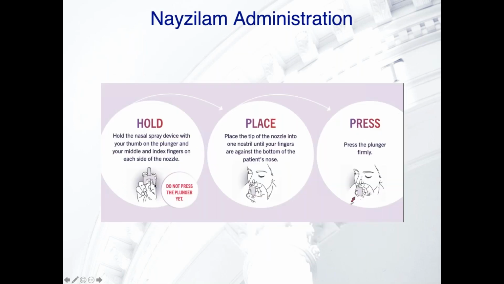And the way that it works is you hold it just like so. You put it right to the nostril, and you can see that you advance it to the nostril, and then you have your fingers held right against the patient's face. Then you depress the plunger, and it just gets squirted up one nostril, and that's all you have to do.